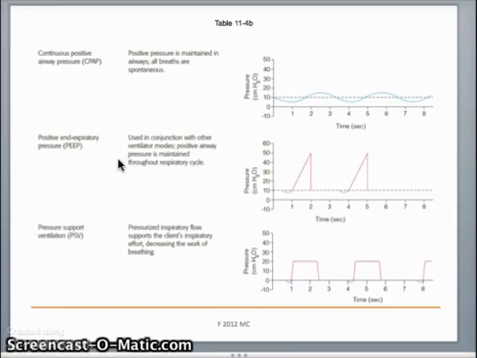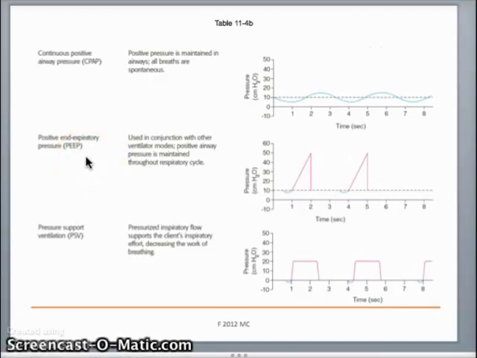Positive end expiratory pressure. At the end of expiration, it delivers a positive pressure to inflate the alveoli a little bit longer than usual. And what that does is it allows the patient's alveoli to stay open, and it allows the oxygen flowing through the capillary beds to stay open and be exposed to that rich capillary blood longer.